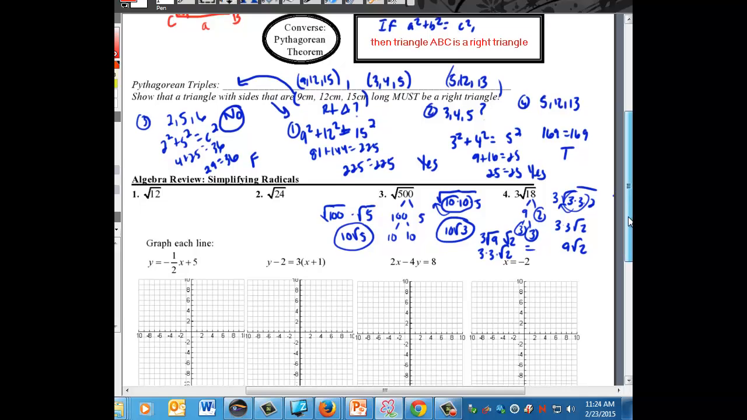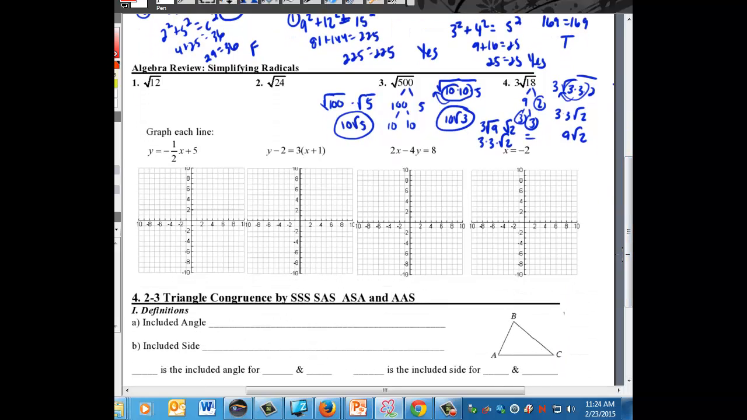Graphing. We're going to graph these problems as well. So y equals negative 1 half x plus 5. Rise 1, run 2. Down 1 over 2. And we draw a graph.